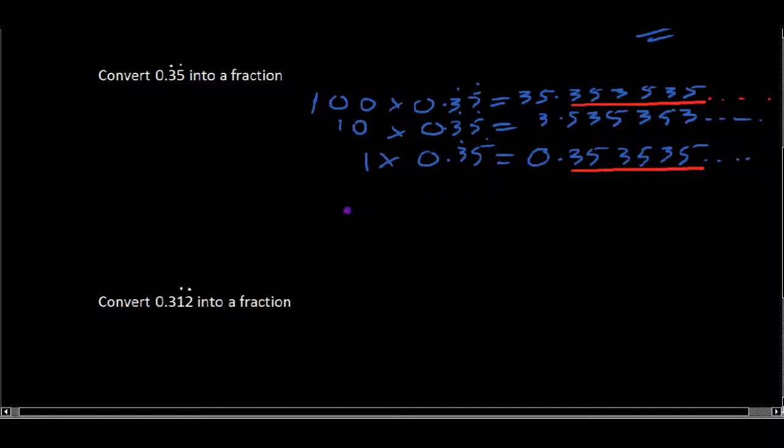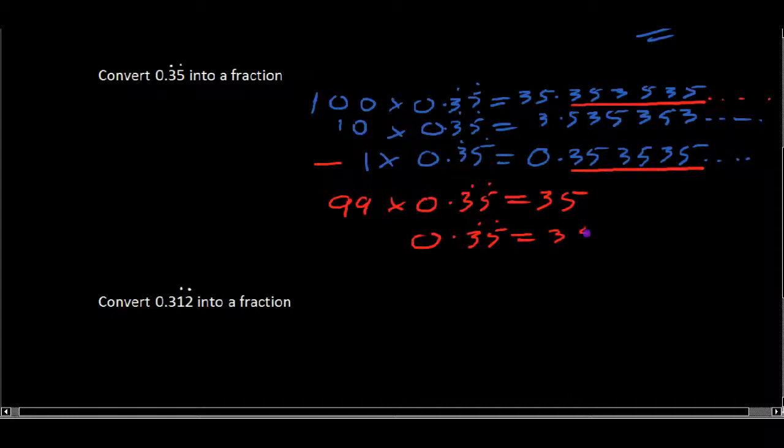So no recurring decimals. So we're going to subtract one lot away from 100 lots. So 1 away from 100 gives us 99 times 0.35 recurring, and 0 away from 35 is just 35. So this is 99 lots, so this equals this. So if we divide that by 99, we'll get 1 lot. So 1 lot of 0.35 recurring will equal 35 over 99.